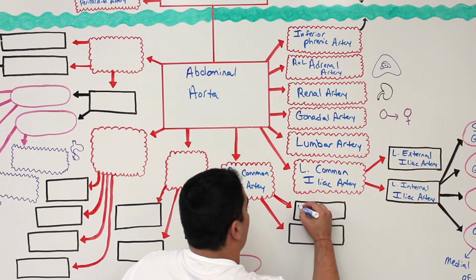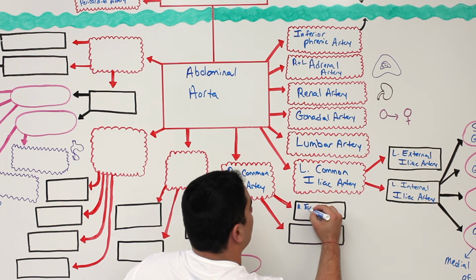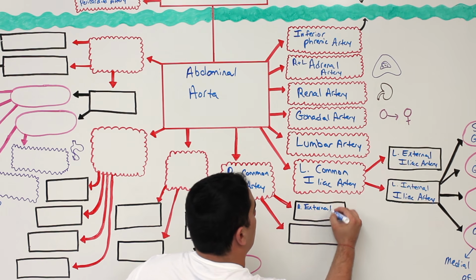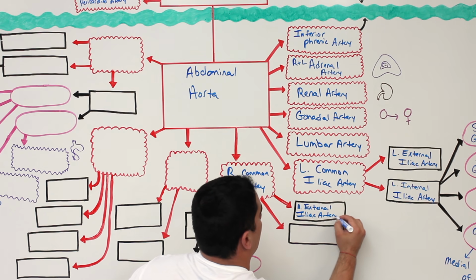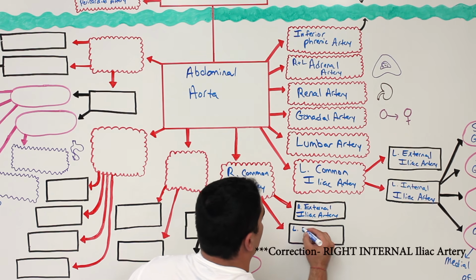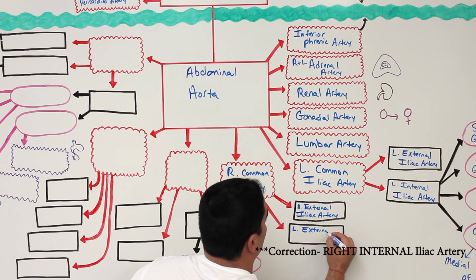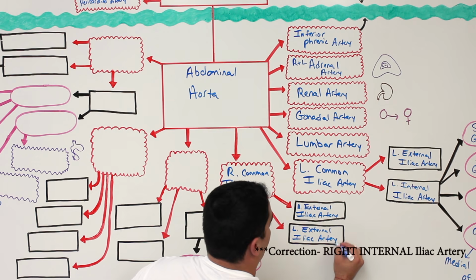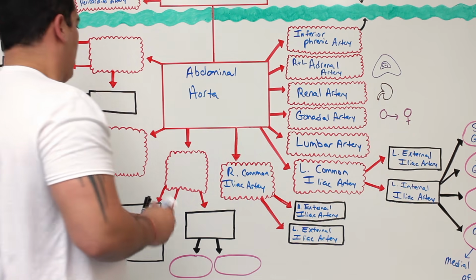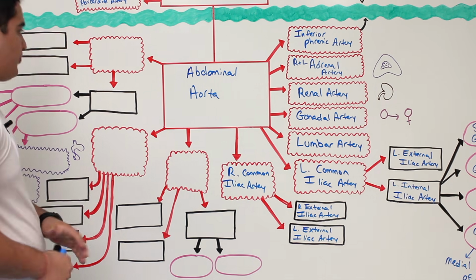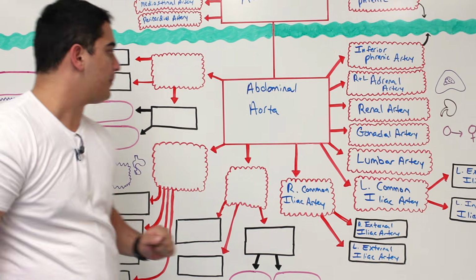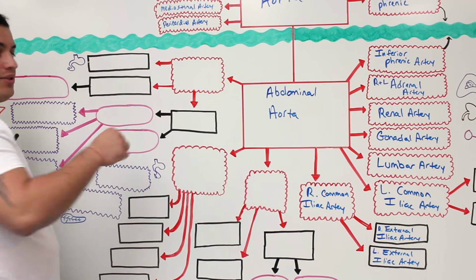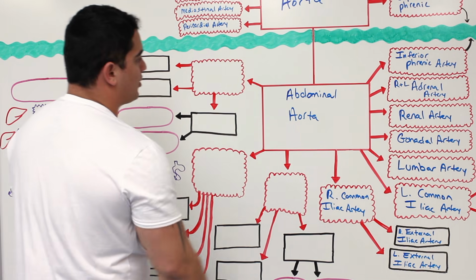So again, in this case, it's going to be the right external iliac artery. And this is going to be the left external iliac artery. Sweet deal. Okay, so let's come back up to this top point and we'll go back towards the middle, okay? So it's going to be a lot of branches here, so just hang in there with me, okay?